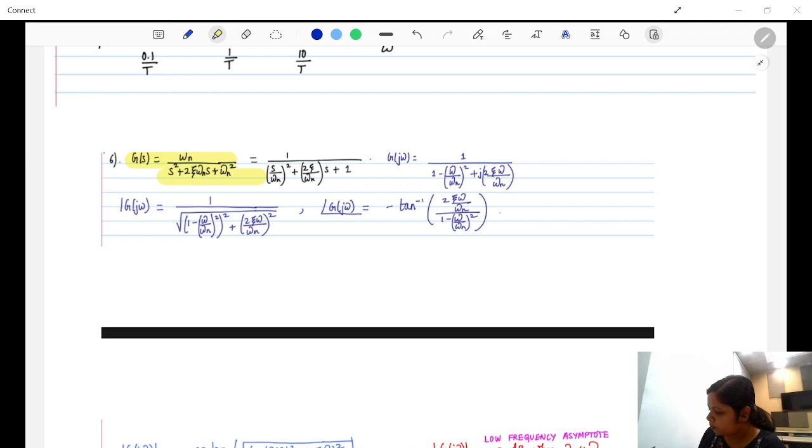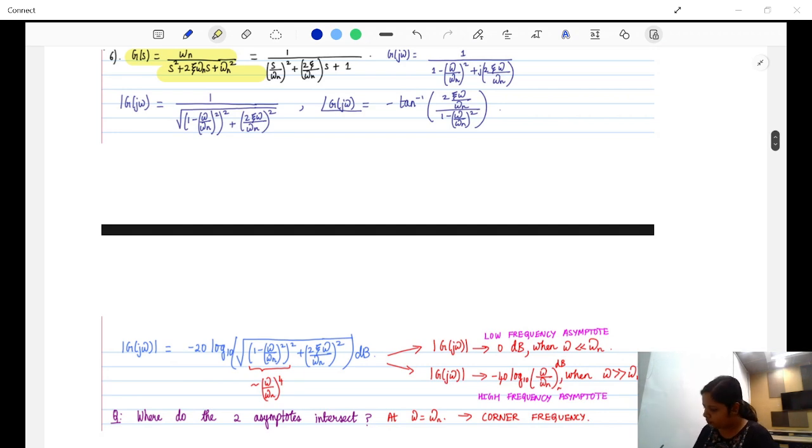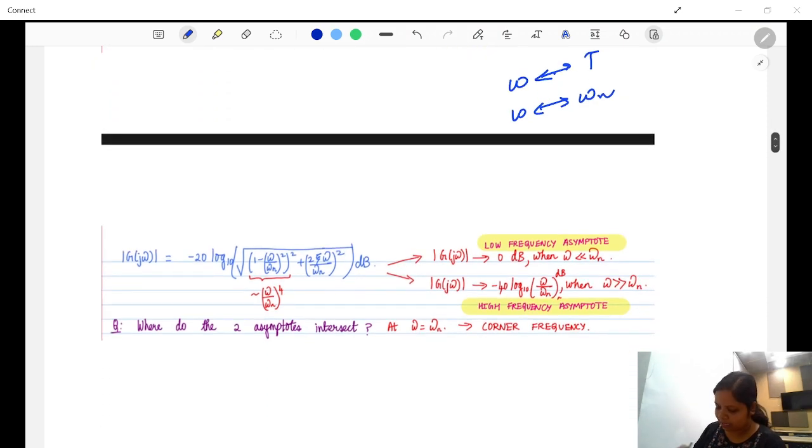how would you find the Bode plot and everything? If you are supposed to do so, there is a low frequency asymptote and a high frequency asymptote similarly, because in the last question, with the integrated and differentiated terms, omega was compared with the time constant T. Here omega will be compared with omega n. So we'll have to see for low frequency and for high frequency. When we see that, what we ultimately find is that omega equal to omega n is the corner frequency.